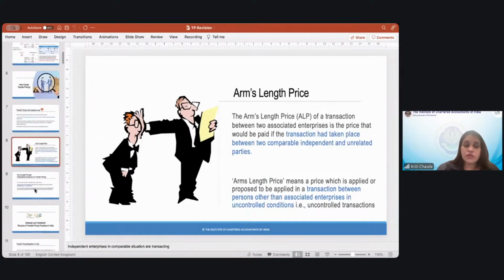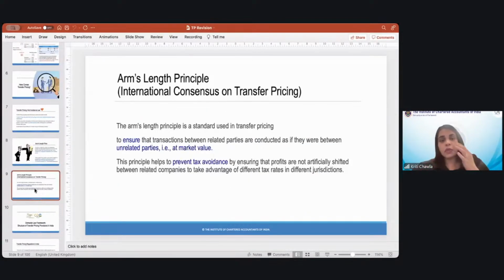Now, as I mentioned before, where is the arm's length price coming from? Well, it comes from the concept called the arm's length principle. The arm's length principle is the international consensus on transfer pricing. It's a principle which makes sure that if they are associated enterprises or related parties, then they have to transact at something called the arm's length price.